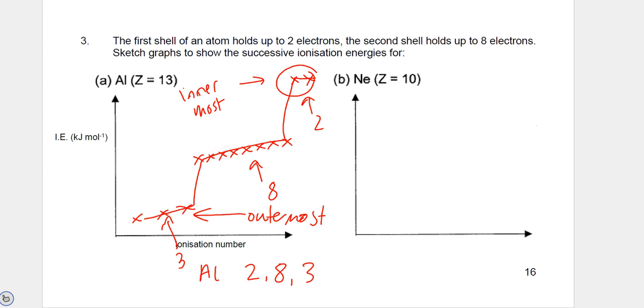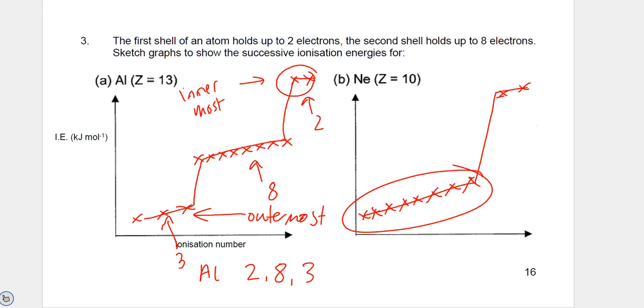So similarly, if we use that method on B for neon, well, neon at GCSE, the electronic configuration was 2, 8. So it's going to be 2, then 1, 2, 3, 4, 5, 6, 7, 8. These 8 electrons are in the outermost shell, and these 2 are in the innermost shell.